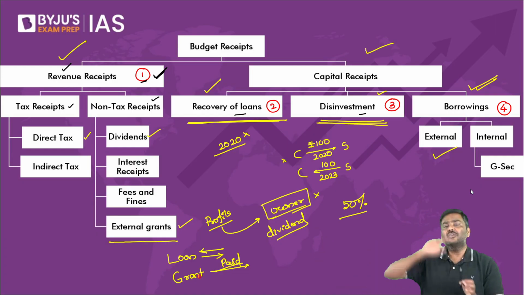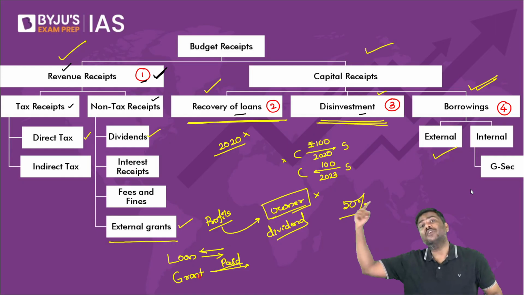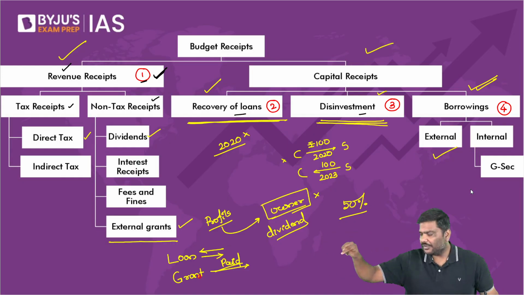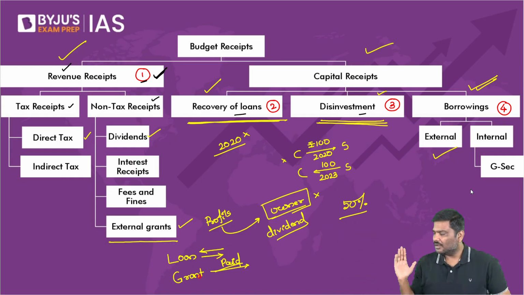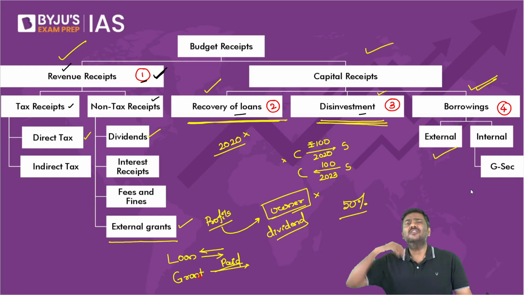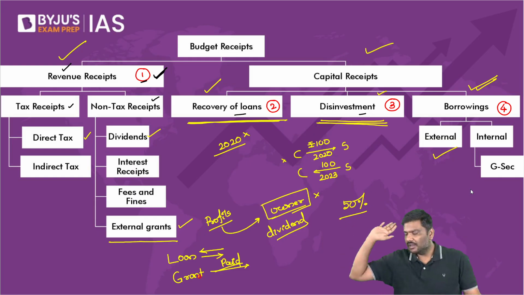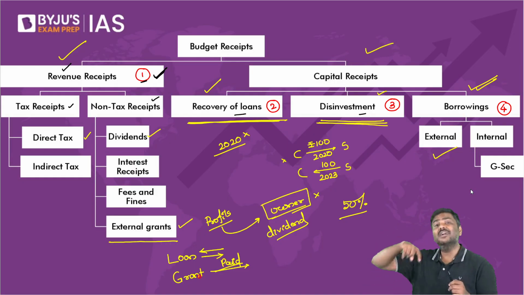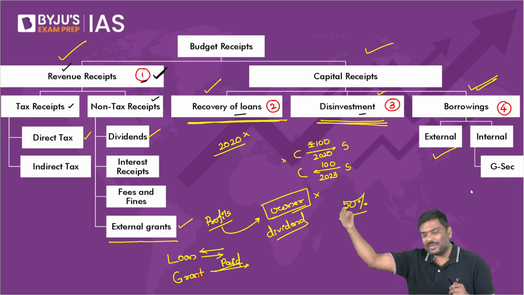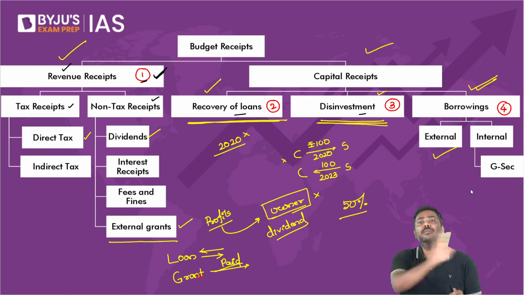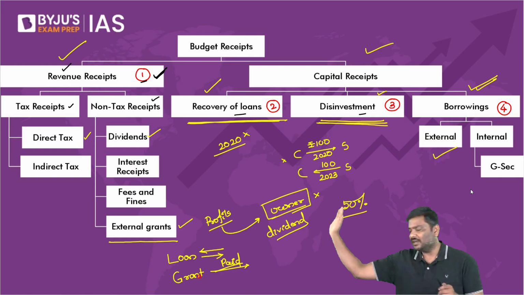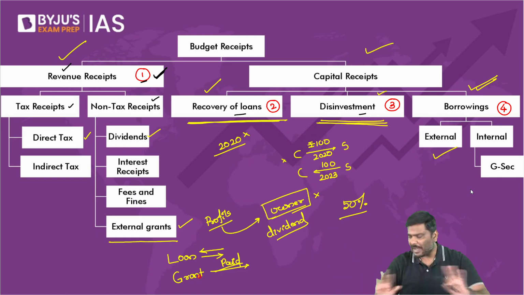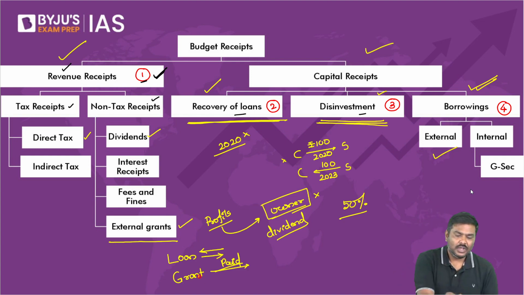For example, if the World Bank gives a loan of 100 crore rupees to the government of India, it has to be repaid. All of you will agree? When it will be repaid, that will come in the future. But if the World Bank gives a grant of, let's say, 100 crore rupees to the government of India, it does not get paid back. It will never be given back. That is basically the idea of revenue receipts and capital receipts.